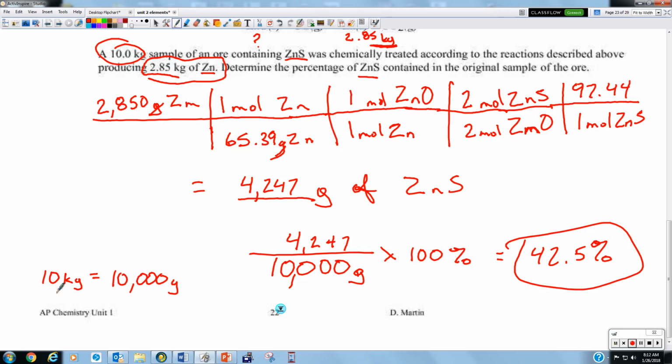I just went, all right, so they had a 10 kilogram sample right here, and I just converted kilograms to grams. There's, again, 1,000 grams for every 1 kilogram. And at this point, I'm taking it for granted that y'all have a good hold of metric to metric conversions.